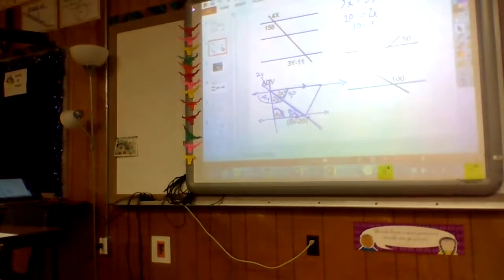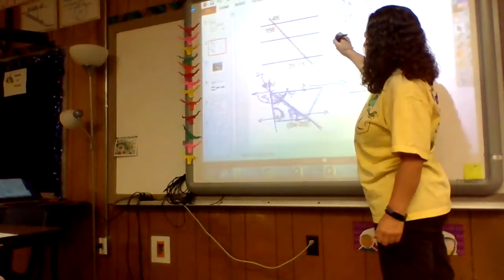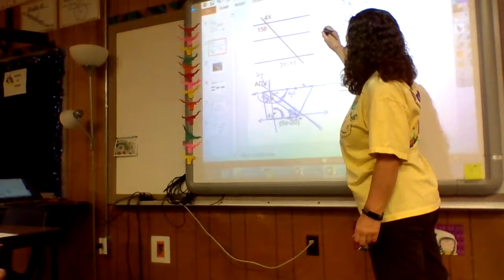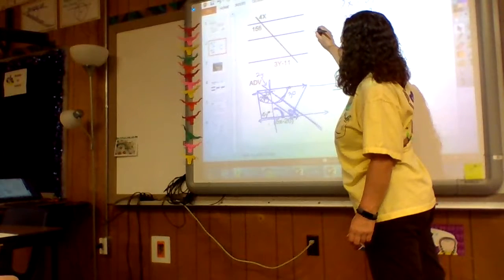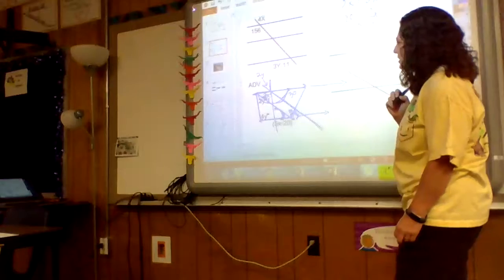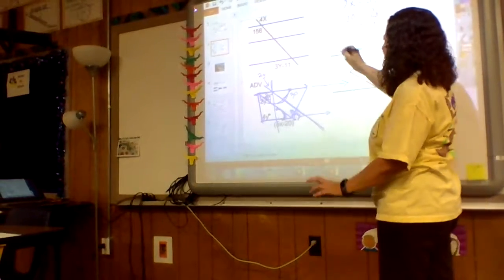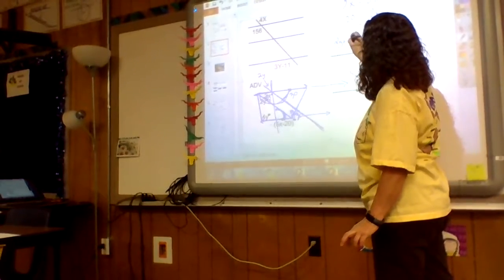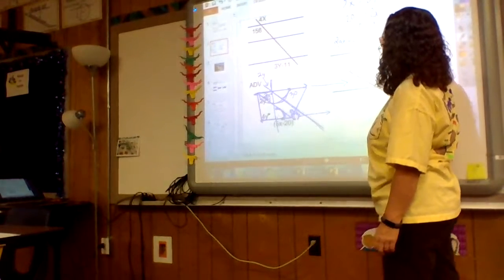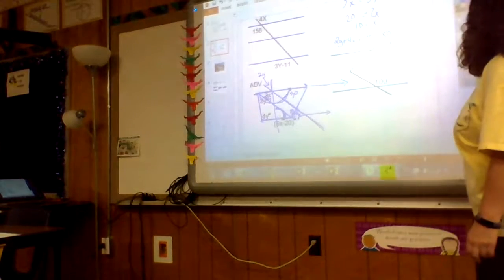Okay, so let me write out my equation real quick, and we don't have to solve it, but it would look like 2y plus 4y plus that 3x, which is 30, is going to total 180 degrees. And that would help me solve.